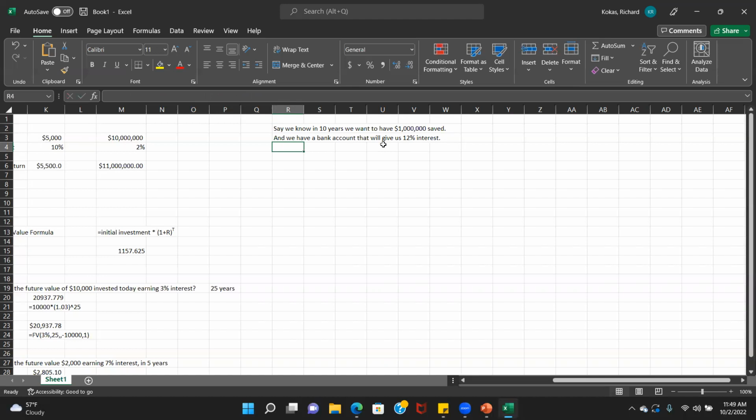So I could ask you guys the question, how much do we need to invest today to meet this goal? Or I could say, how much is $1 million today at 12% interest? They're the same question. They'll give you the same answer. What is the value of $1 million 10 years from now, today, if we could earn 12% interest? Or how much do we need to invest today to meet the goal of having $1 million in 10 years with 12% interest?